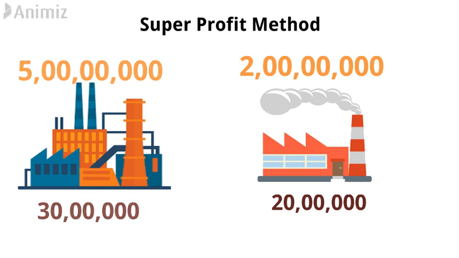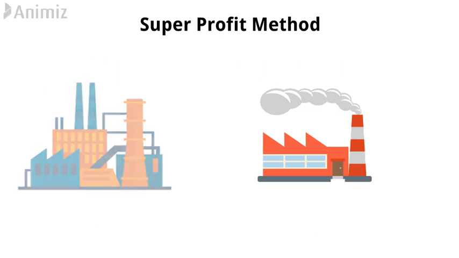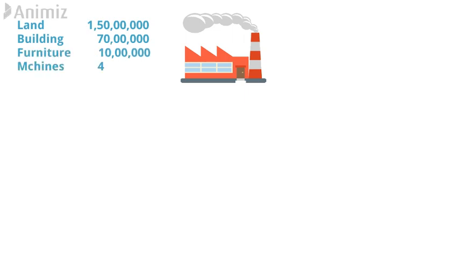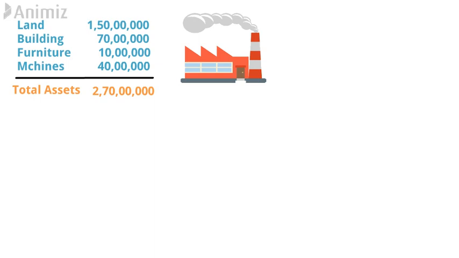Now let me tell you some more detail about factory B. Factory B has purchased land of 1 crore 50 lakh, building of 70 lakh, furniture of 10 lakh and some other machinery of 40 lakh. So the total asset of the firm is 2 crore 70 lakh. But to purchase all these assets, the firm has already taken a bank loan of 70 lakh.